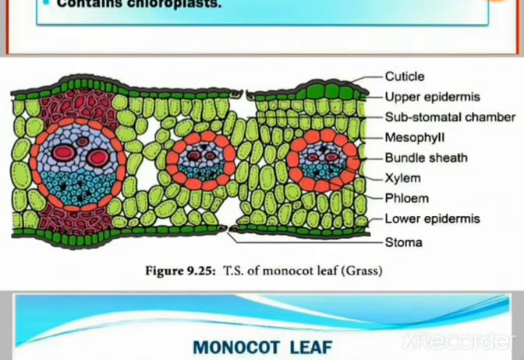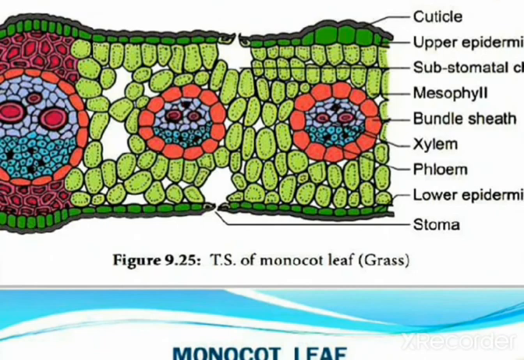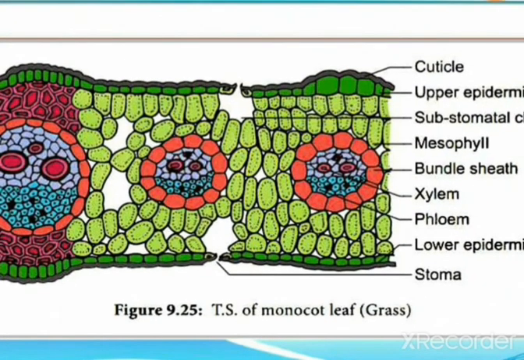Let us watch the diagram. The vascular bundles are covered by a bundle sheath, xylem found towards the upper epidermis and phloem towards the lower epidermis.